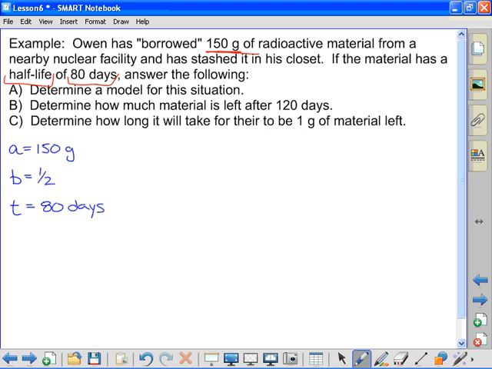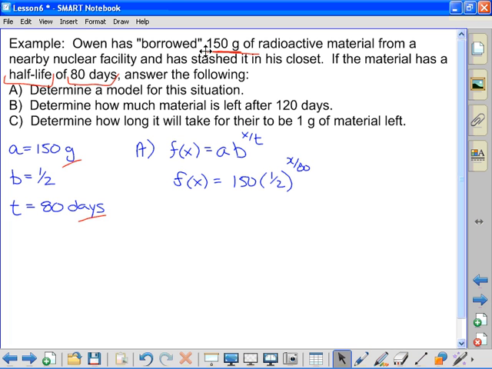So we know now what formula we're going to use, and we got to make sure everything's in grams and days. So A part, I know the equation. I'm going to use the one from the natural sciences, which is x over t. So the model we're going to use, f of x equals 150 bracket 1/2 x over 80. So there is our answer to A. That's the model for this situation.